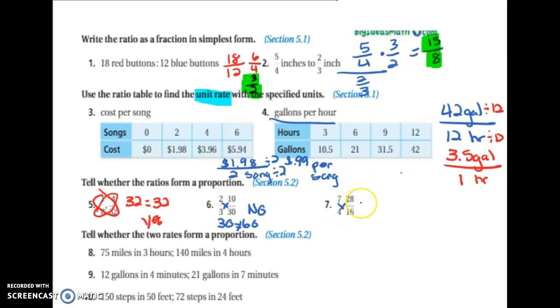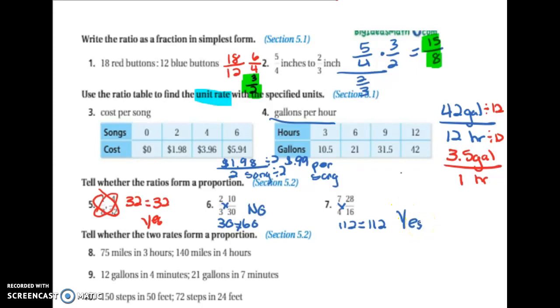Then over here we have 4 over 28 and 7 over 16. 4 times 28 is 112. And so is 7 times 16. So we are good to go there. So we would say yes, those are proportional.